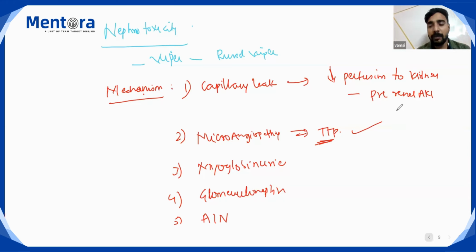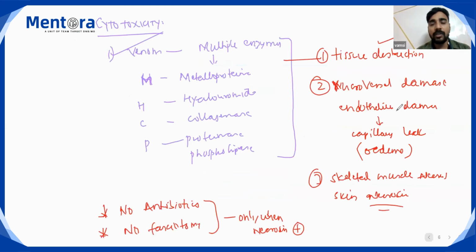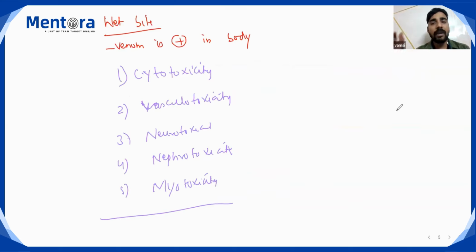Right. So let us revise the pathophysiology once, then we will go to other things. When you see the pathophysiology, it is seen with the wet bites. Wet bite means venom is present in the body. Whenever venom is present in the body, it can produce a number of side effects. One is cytotoxicity, nephrotoxicity, neurotoxicity, myotoxicity, and cardiotoxicity.